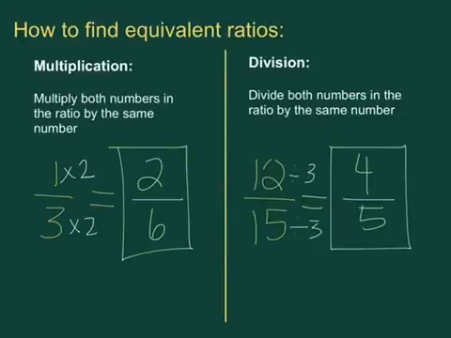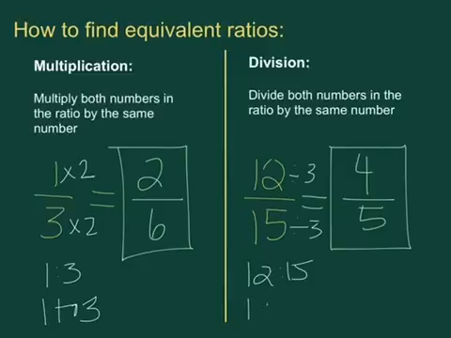In order to find equivalent ratios, you can either use multiplication or division. Now you'll notice that I have both ratios, 1/3 and 12/15, written in fraction form. Remember that you can also write your ratios as 1:3 or 1 to 3. And these are all the same thing. So you could write it as 12:15 or 12 to 15.